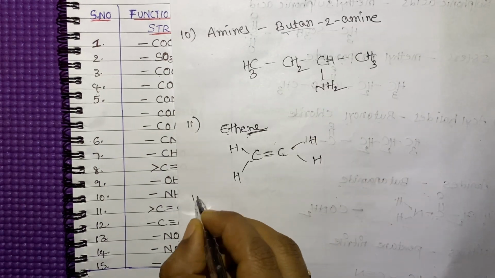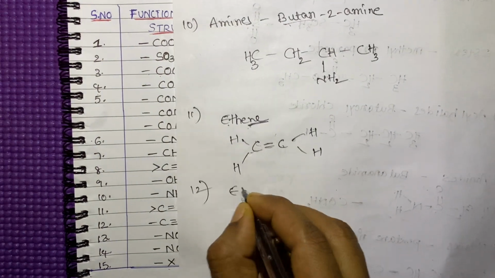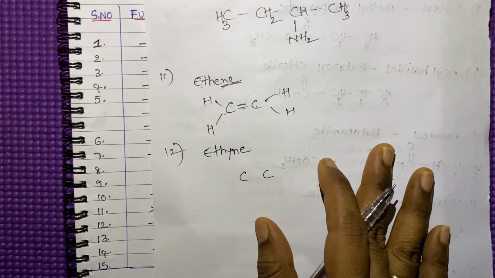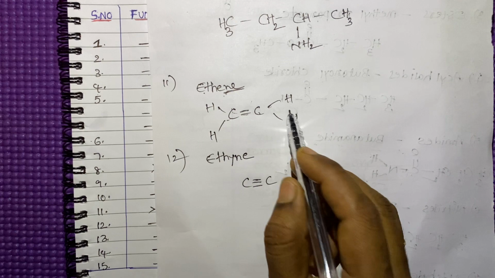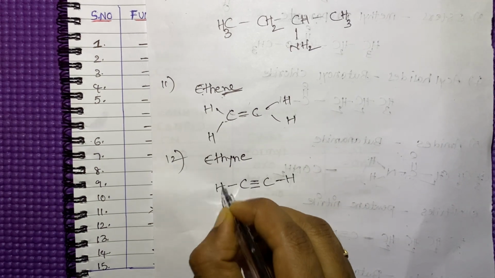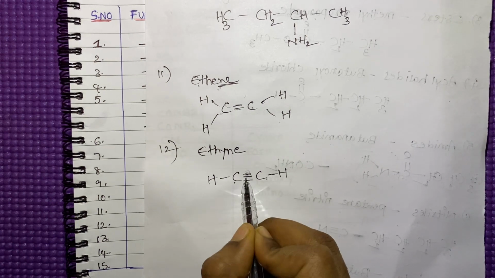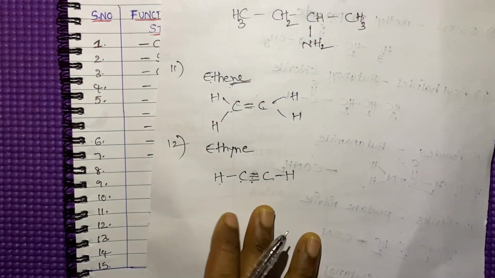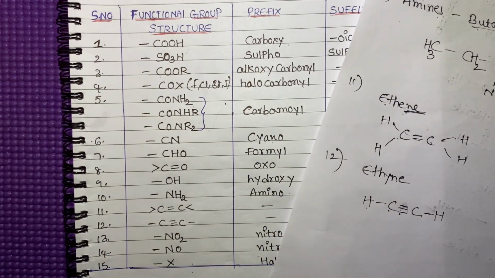We'll go for the triple bond. Ine, ethyne. We'll take another example, ethyne. Again 2 carbons, but here we have to give 3 bonds. So, we have to remove 1 hydrogen. Hydrogen, hydrogen. C triple bond C. Okay, it already contains 3 bonds. So, we have to give 1 hydrogen from the left side and right side. Okay, ethyne.